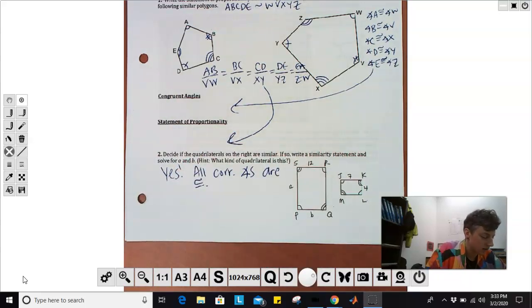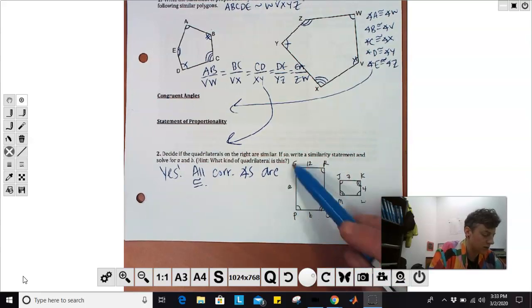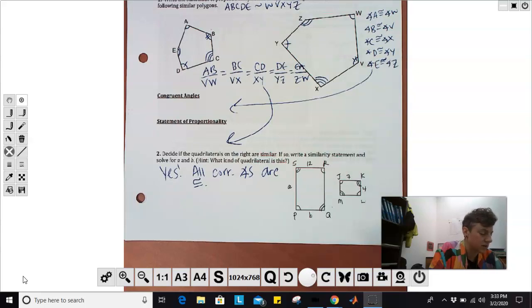What kind of shape is this thing? Well, it's got opposite sides or opposite angles that are congruent. Who has opposite angles that are congruent? A parallelogram. A parallelogram has opposite angles that are congruent.